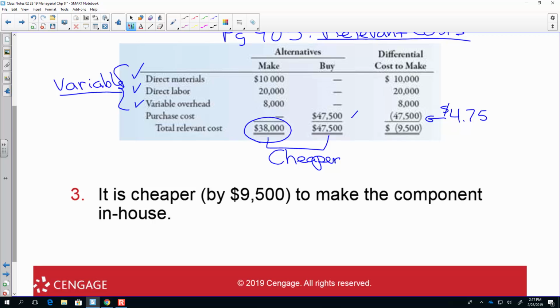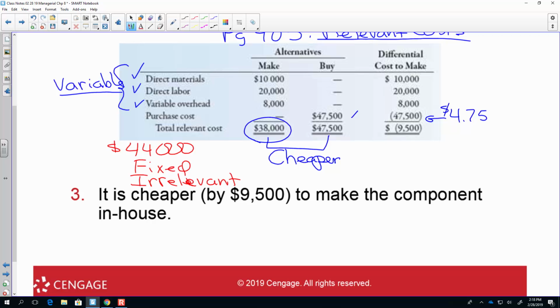What cost is missing in our decision? What's an irrelevant cost? All the fixed costs are irrelevant. Yes, Carla? Very good. I forgot what we had for fixed. 44,000. 44? Irrelevant.